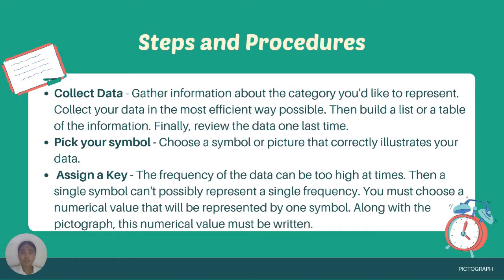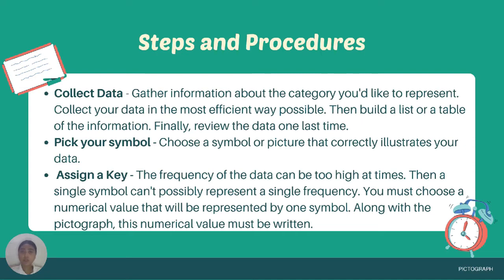The steps and procedures on how to make a pictograph. Step 1 is to collect your data. Gather the information of the category you'd like to represent, then gather the data by appropriate means. Then you must make a list or table, then finally review the data you've gathered.